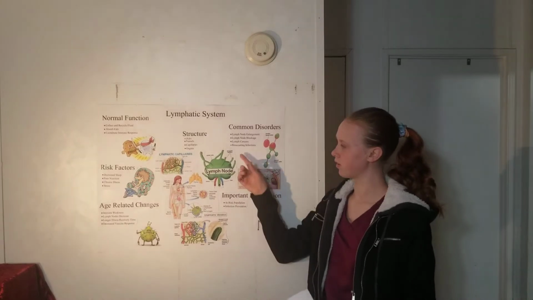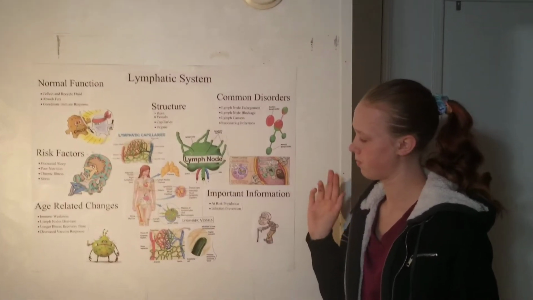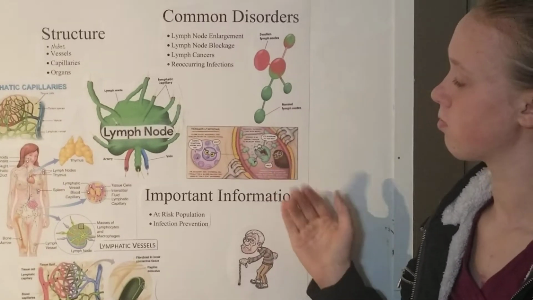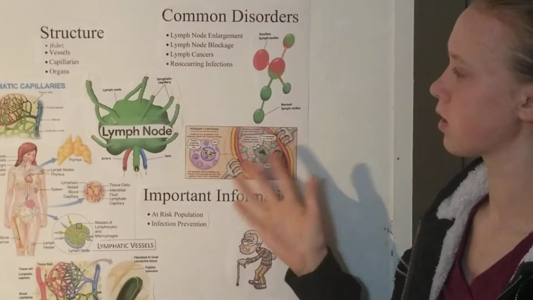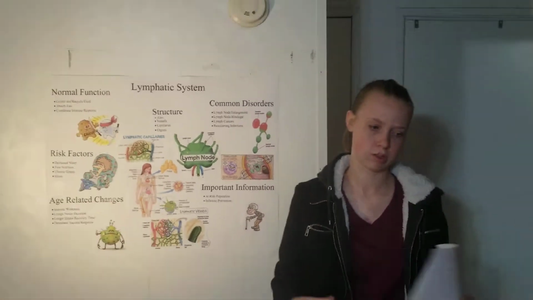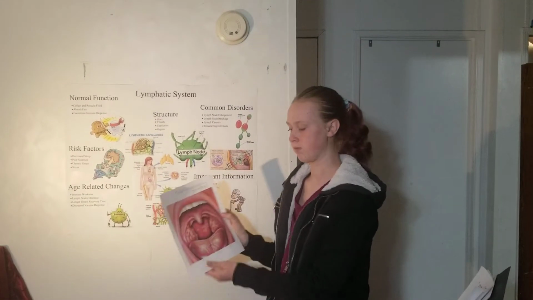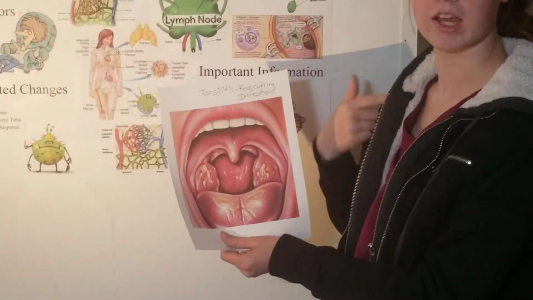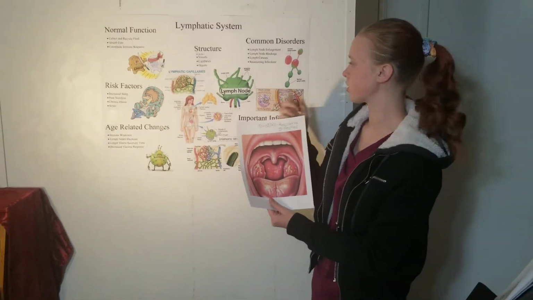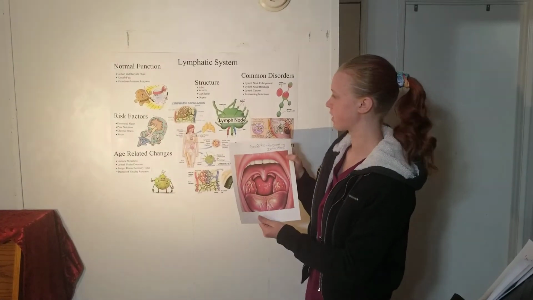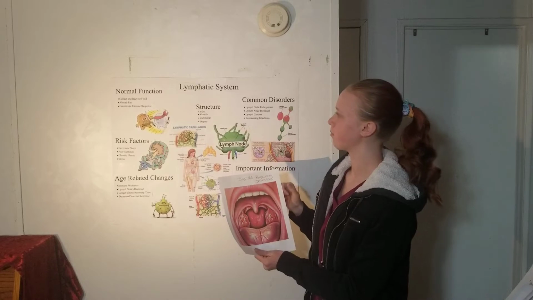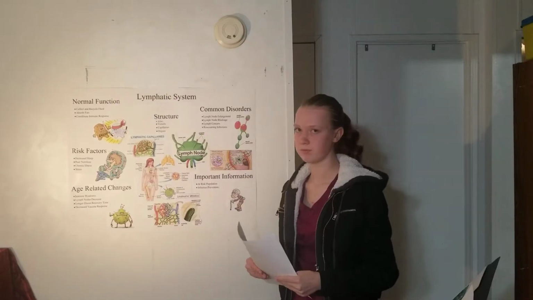Next, we have lymph node cancer, which is when the cells are out of control. They're out of control. So that's what lymph node cancer is. And recurring infections, such as tonsillitis, which is what I had when I got my tonsils removed. Not good. It's just a recurring infection in a body part, most of the time the lymphatic system.